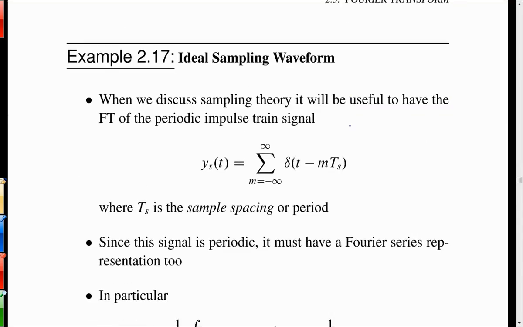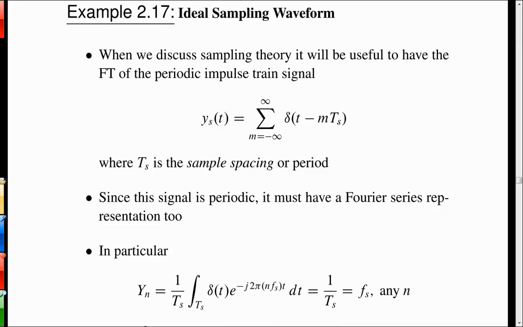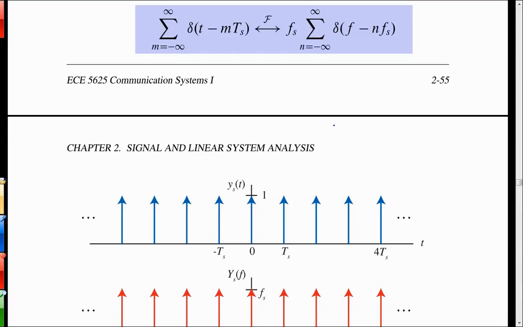Before we get to this theorem, we need to look at another example, and that will help set up the theorem: the ideal sampling waveform. In 2610 we don't go into this because we don't have the Fourier transform ready in the first parts of that class. But this is a very handy result once you understand the Fourier transform. It says that if you've got this ideal impulse train in the time domain, a bunch of spikes, we're talking about a waveform that looks like this, with impulses spaced every T sub s seconds periodically.